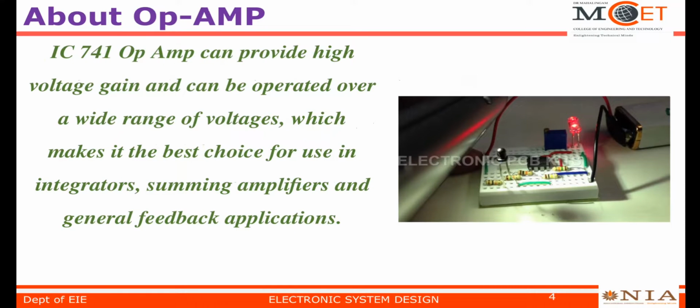Another main concept that we focus on in this subject is the op-amp. So you all might have come across the word operational amplifier since it has a wide variety of applications in real time. Here we use the IC741 op-amp, and this will provide a very high voltage gain and it can be operated over a wide range of voltage conditions, and this makes it a better choice for use in integrators, summing amplifiers and some general application circuits, for example feedback circuits and other inverter circuits like subtractor circuits. For these sorts of applications, we prefer this op-amp in electronic system design. Here in this image, you can see some examples.